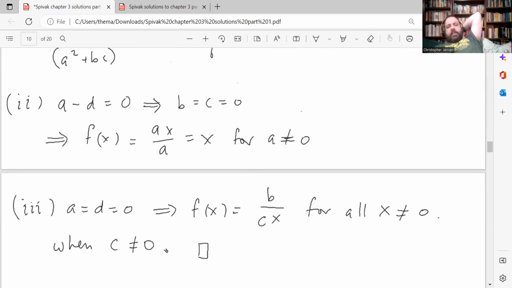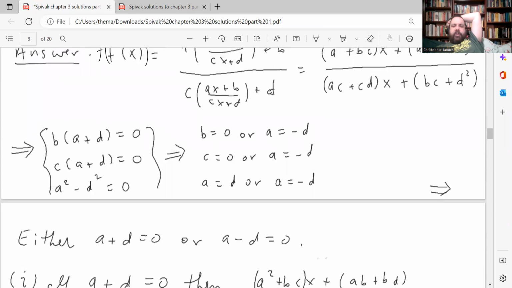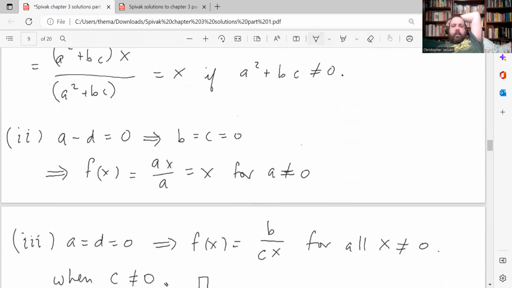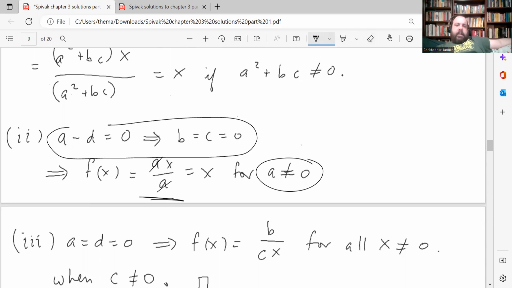a minus d is equal to 0, and by the first two equations in the system, that implies that b has to be equal to 0 and c has to be equal to 0. So again, plugging those conditions in, we get this has to be true. ax over a has to be x, and these will always cancel provided that a is not 0, right? So if this is true, then it's okay as long as a is not 0.